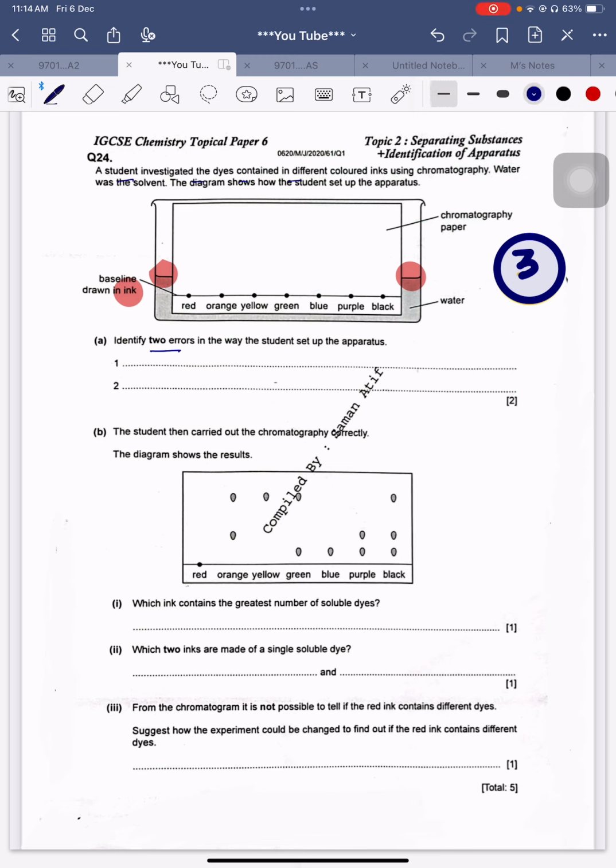Number one, baseline is in the ink. Only identify. They are not asking for the corrections. And then what about number two? Baseline should not be immersed in the water or the solvent, or you may say that the depth of the solvent is above the baseline. So this is an important point. You need to write this as well.